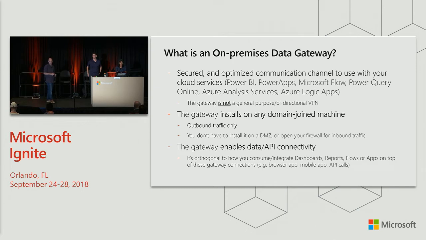So just a little recap. The gateway is not a general purpose bidirectional VPN. It allows outbound traffic only. You can actually install it on any domain joined machine. It's a Windows component, so it has to be a Windows machine. And it enables access for data and API connectivity. So think about it as it enables access to the data. How you actually end up consuming that data is orthogonal. So it doesn't matter if you're viewing a report or if you're actually creating an app or if you're looking at a dashboard or whether you're doing all of those activities in the web or in a mobile client. It's just about the data aspects of it. It's not the last mile visualization and user interaction.